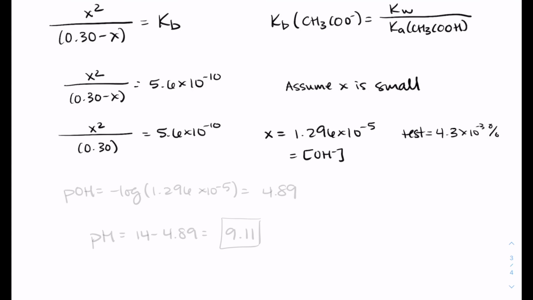This x value is the OH minus concentration. So, right, I have to choose a path to go down. I'm going to do the pOH and then solve for the pH. So the pOH would be 4.89, which makes the pH 9.11. So this is definitely a basic solution, which is what I was expecting from my analysis of the salt pieces.